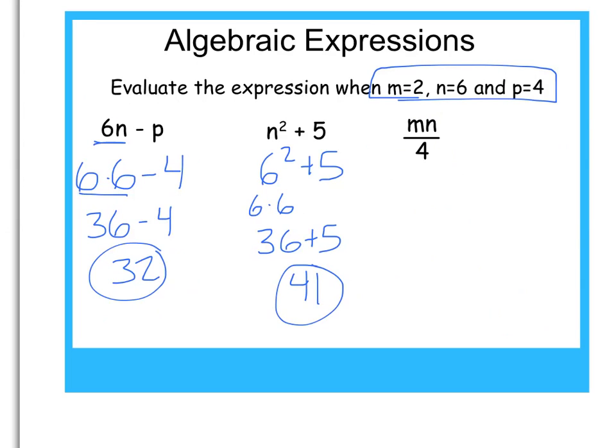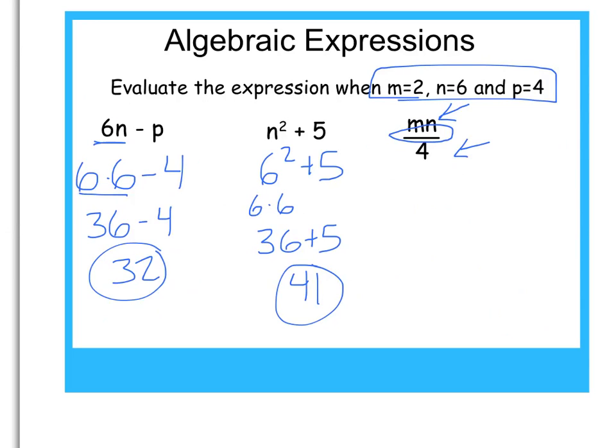And the last one is saying m times n divided by 4. Whenever you see this fraction bar looking thing, that is a division sign. Whenever you see that, you do everything that's on top first before you divide by everything that's on the bottom. So if there's a problem on the bottom, you do that whole problem, do the whole problem on the top, until you have one number on the top and one number on the bottom, and divide last.